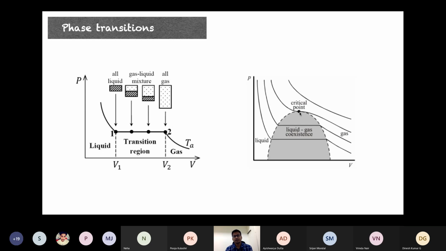So what does it mean? What does this point signify? This point signifies that beyond this temperature, you cannot really distinguish or differentiate between the liquid and gas. So from a coexistence scenario, we are going to a situation where the liquid and gas, you cannot distinguish them. So this is again the critical point, and beyond which there is a criticality.